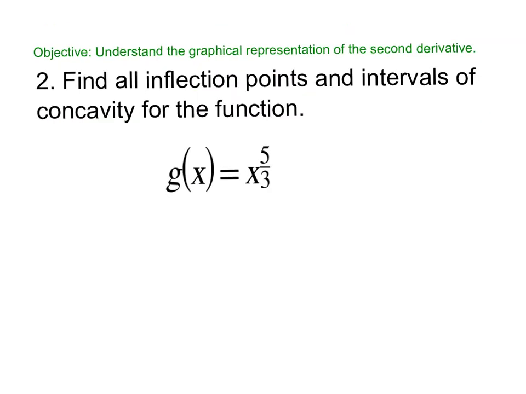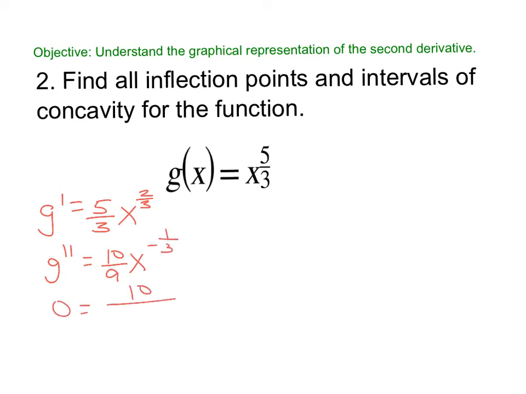All right, find all inflection points. Same thing. Pause, try this one on your own. It is a little harder. So that is an exponent. So this is going to be 5/3 x to the 2/3. G double prime is 10 over 9 x to the negative 1/3. And I'm just going to rewrite that as the cubed root of x.